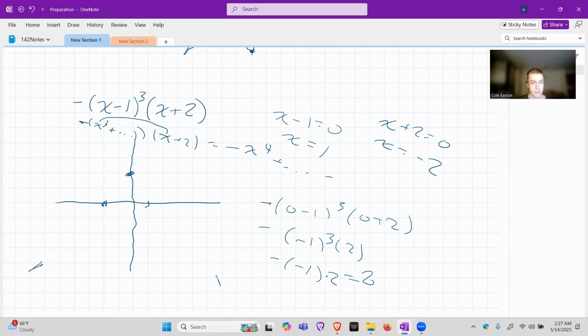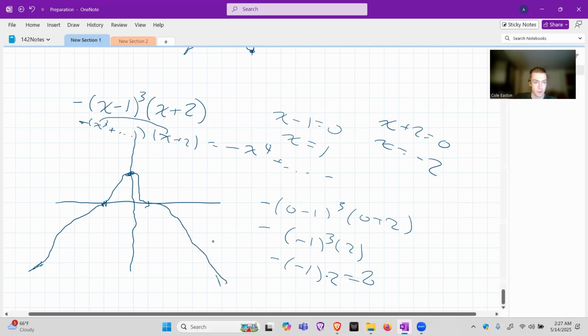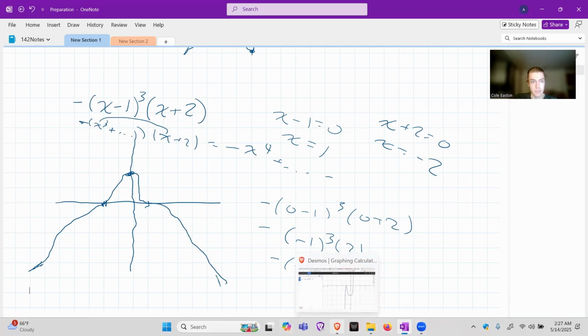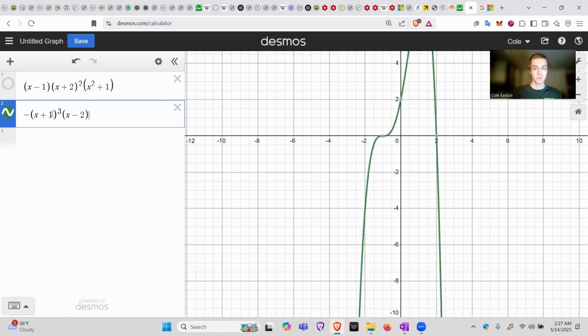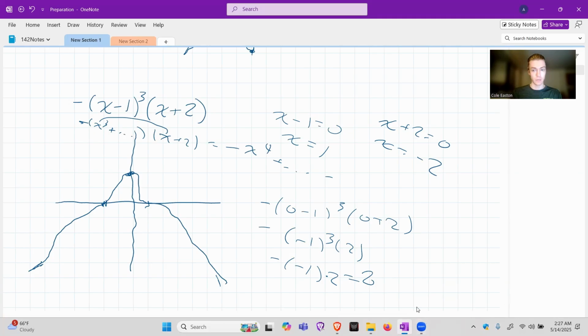Okay, so let's see. So we have to go up and approach our root here at negative 2. This is our linear root, so we're going to just go straight through it like this. And then this root is our cubic root, so it should kind of look like a cubic function on there. Kind of flatten that out, and then we're going to come back down here. Okay, let's see how we did. On Desmos, let's hide this one. It was negative x plus 1 cubed x minus 2. Wait, did I do that backwards? Negative x minus 1 cubed x plus 2.